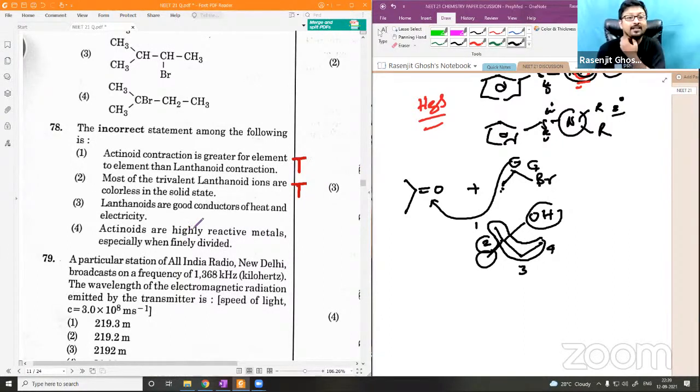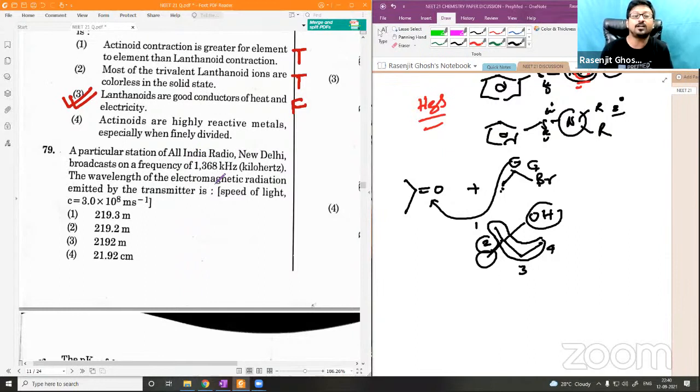Okay. Now, lanthanides are good conductors of electricity and heat. Now, there is a point here. What happens in the case of lanthanoids? Although you can say that, sir, they are metals, they will conduct heat and electricity. But let me tell you, lanthanoids are basically classified as inner transition metals. They possess more softness compared to the d metals, right? And although they conduct heat and electricity, they have a very high resistivity. So they are not good conductors of heat and electricity, right? So definitely this is a false statement. So the incorrect statement is option number 3. Right.